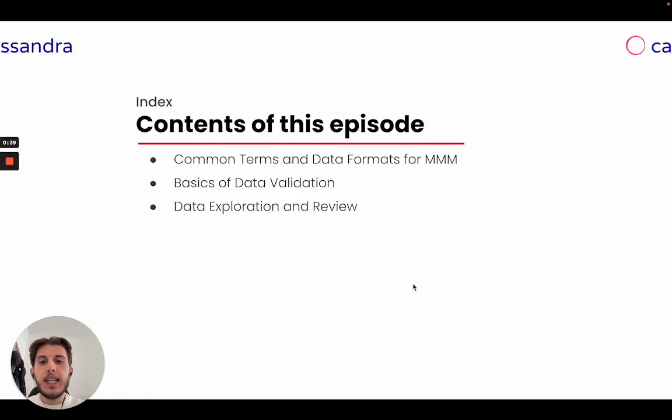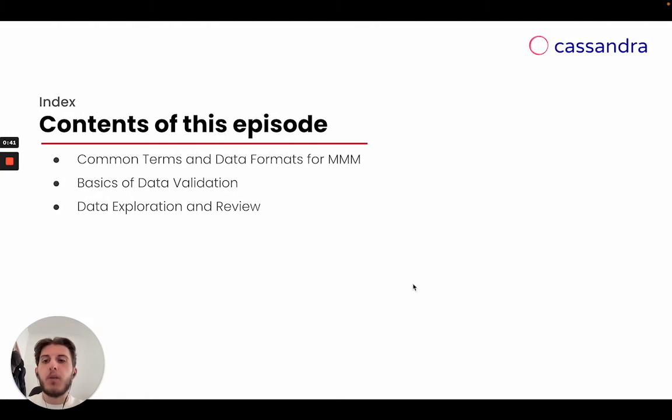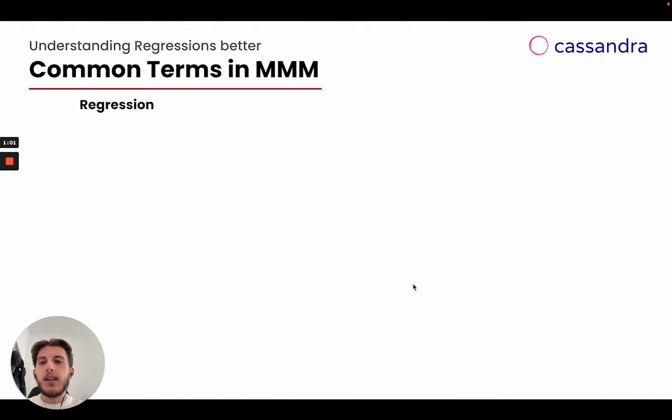Specifically in this episode, before covering the basics of data validation and data exploration and review, we will talk a little about common terms and data formats for marketing mix modeling, because we want you to have a clear picture and know what you are talking about whenever you hear terms like dependent variable, independent variable, intercept, and stuff like that. So let's start right away.